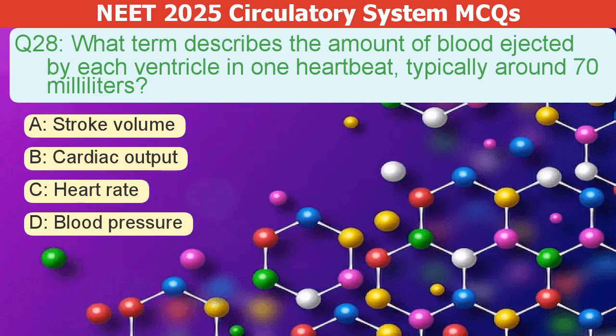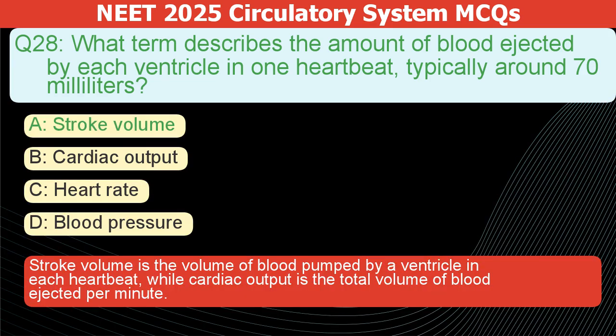What term describes the amount of blood ejected by each ventricle with each heartbeat, usually about 70 milliliters? A. Stroke volume. B. Cardiac output. C. Heart rate. D. Blood pressure. The correct answer is A. Stroke volume is the volume of blood pumped by a ventricle in each heartbeat. Cardiac output is the total volume of blood ejected.